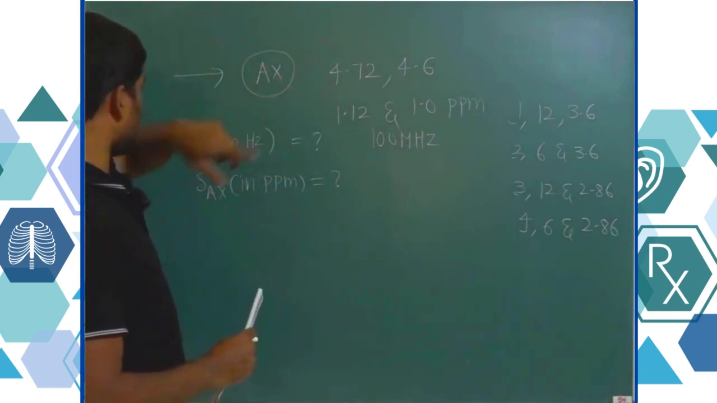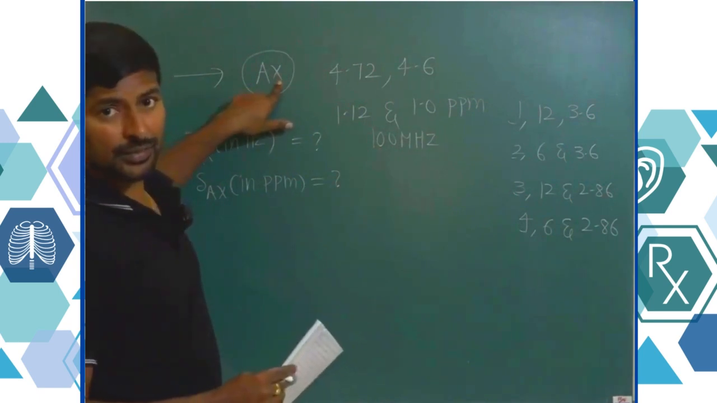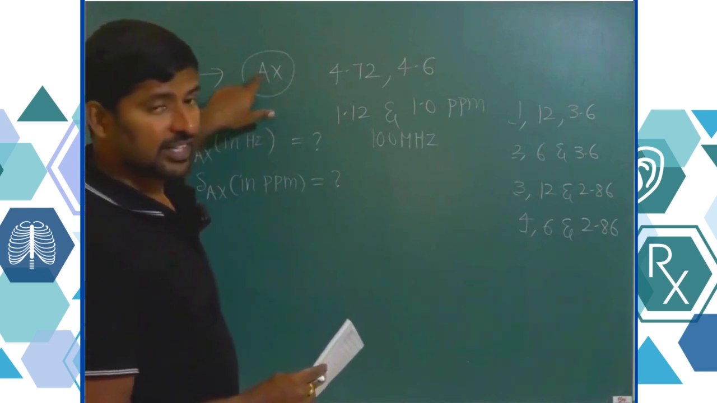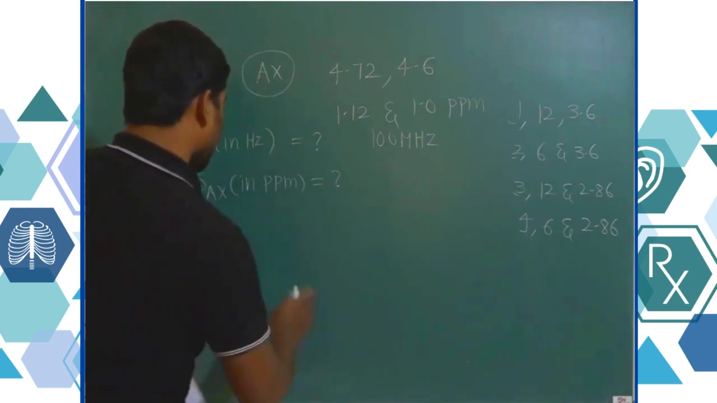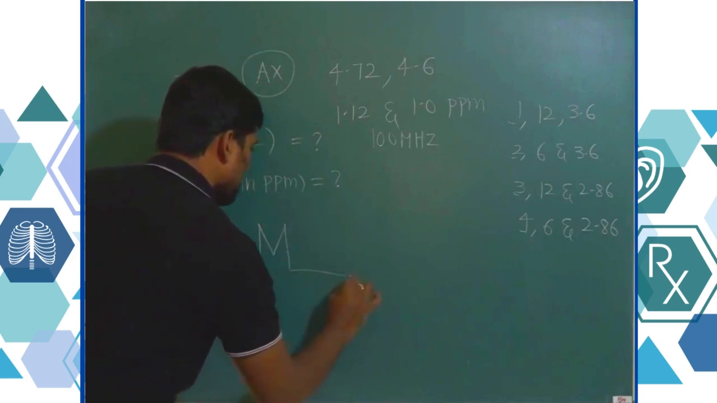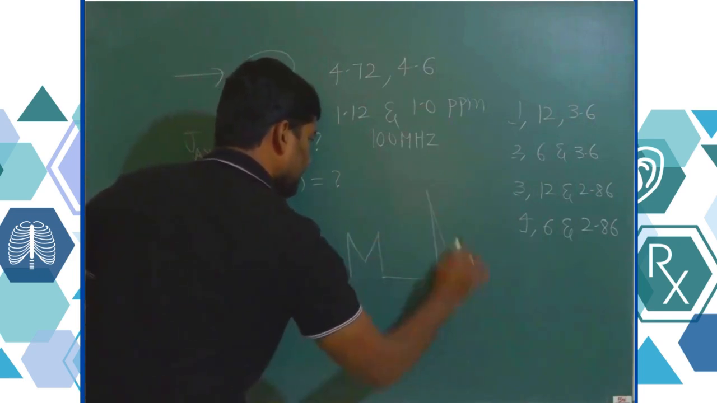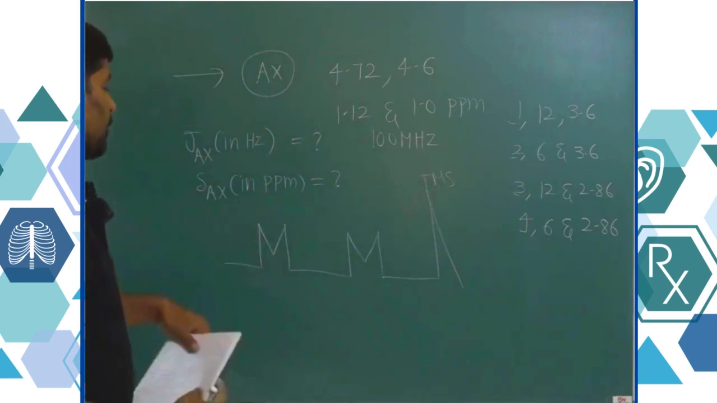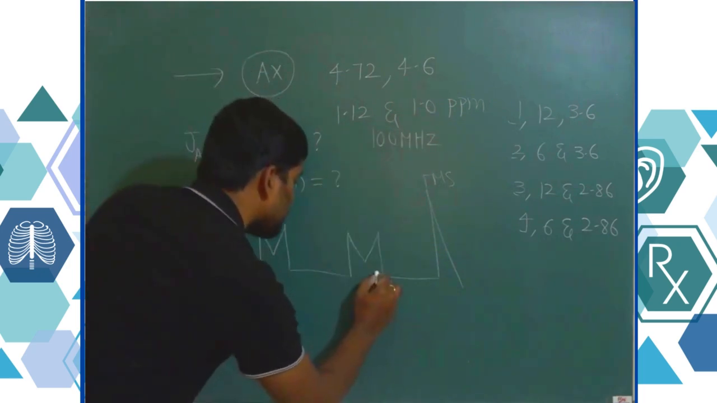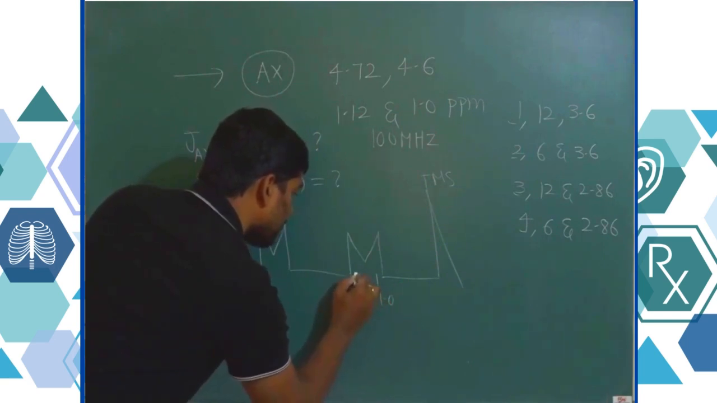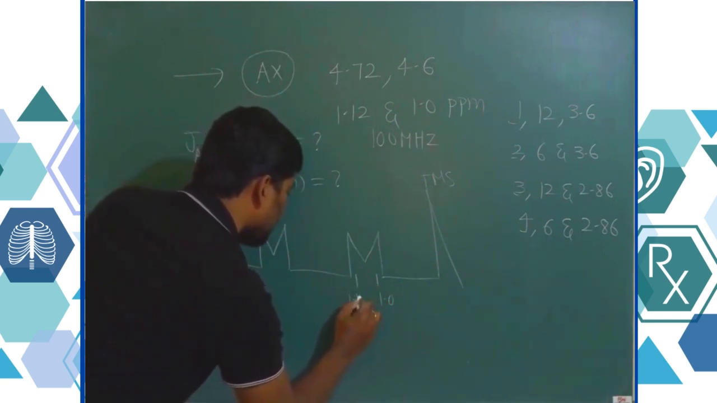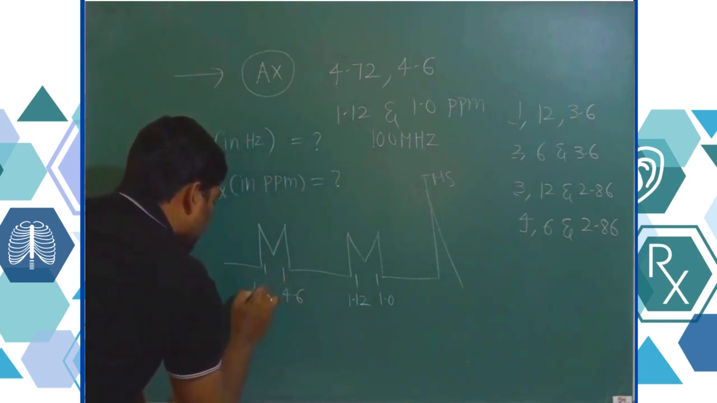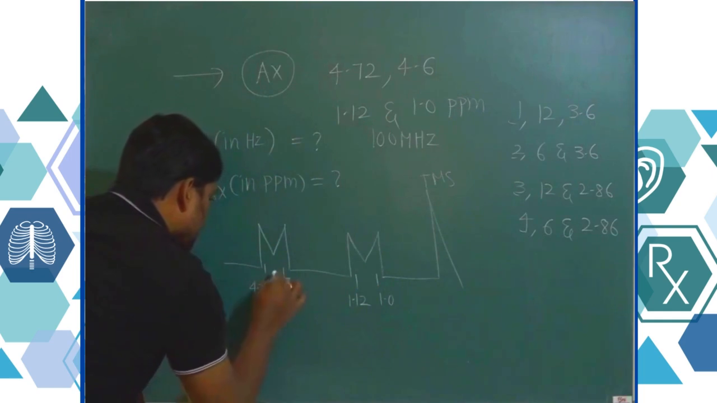Here, AX type of system means what? A couples with one X, so n plus 1 lines. That means for A we will get a doublet, and similarly for X also we will get one doublet. So we are getting two doublets. Let us consider TMS, the tetramethyl reference signal. The lines are observed at 1.0, 1.12, then 4.6, 4.72. But delta means what?